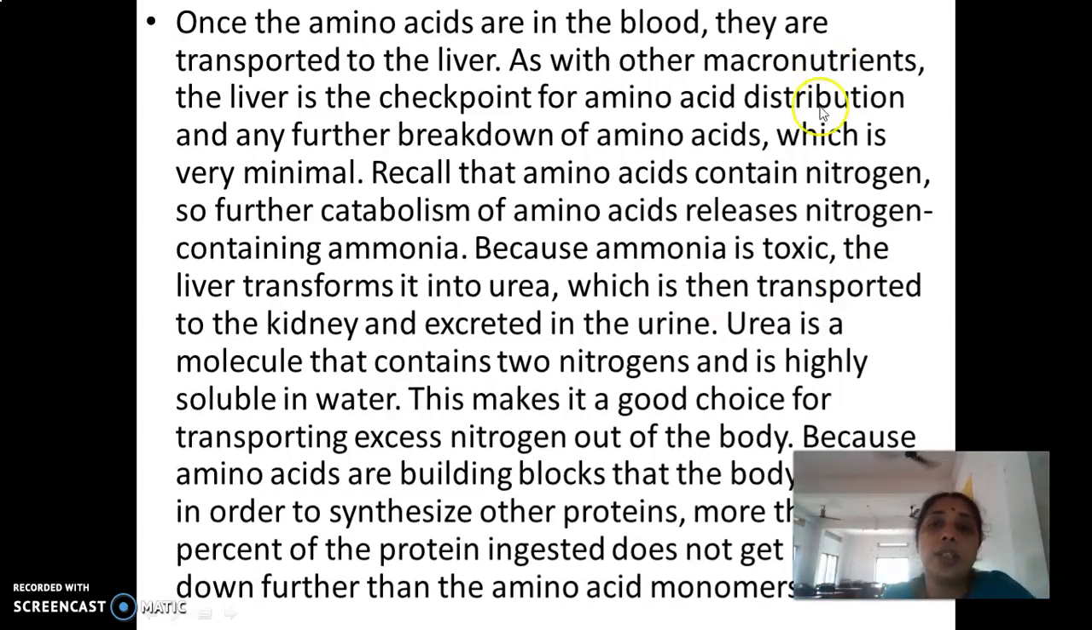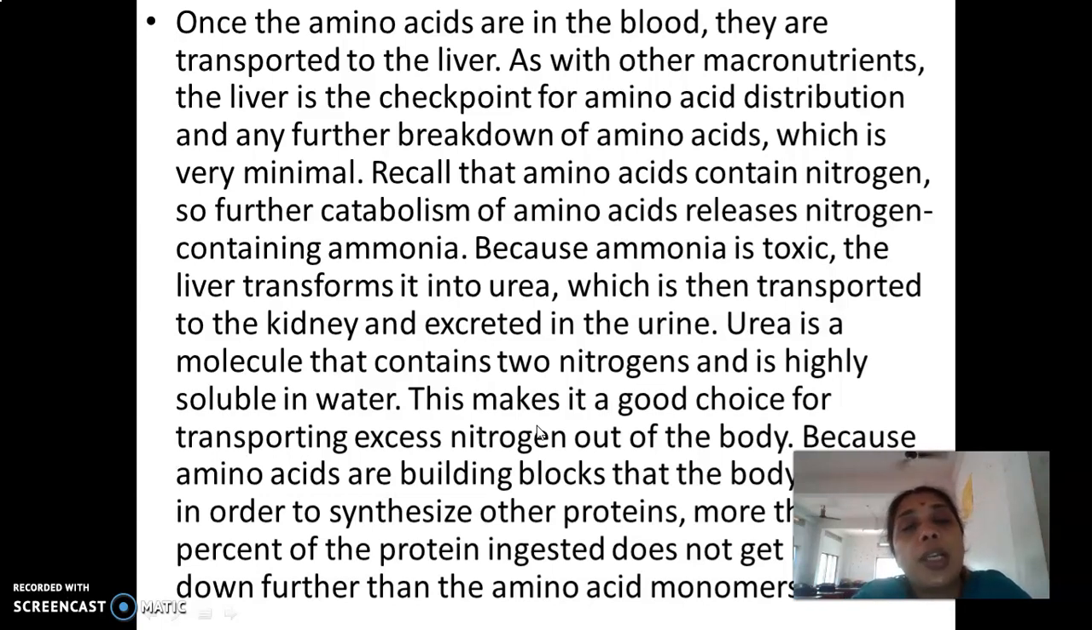Because ammonia is toxic, the liver transforms it into urea, which is then transported to the kidney and is excreted in the urine. Urea is a molecule that contains 2 nitrogen atoms and is highly soluble in water. The blood urea level reflects proper kidney function. The blood urea level or serum urea level is normally 20 to 40 milligrams per deciliter.